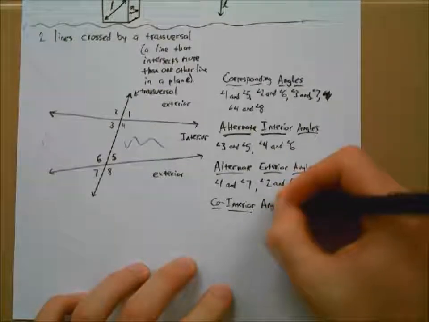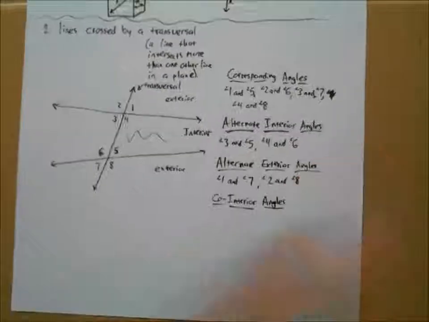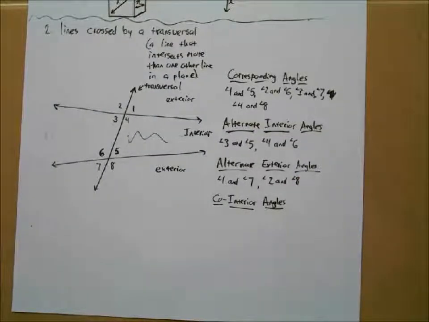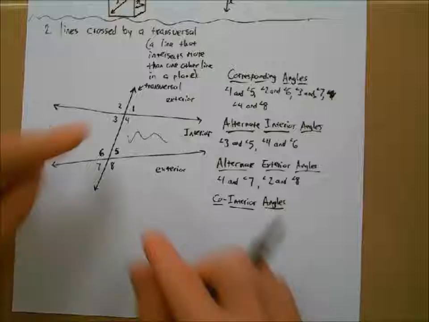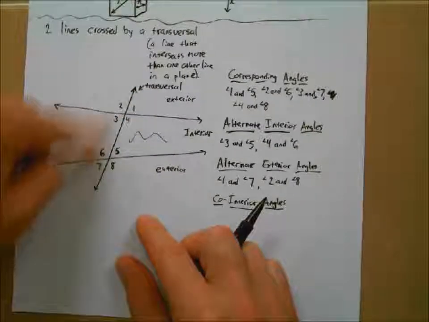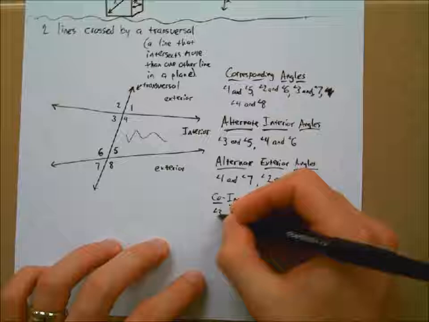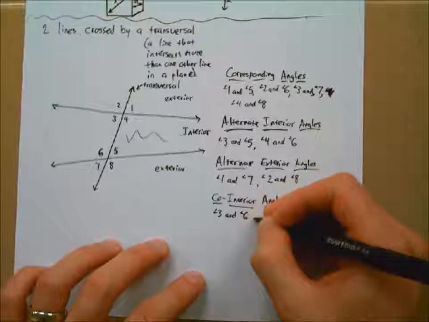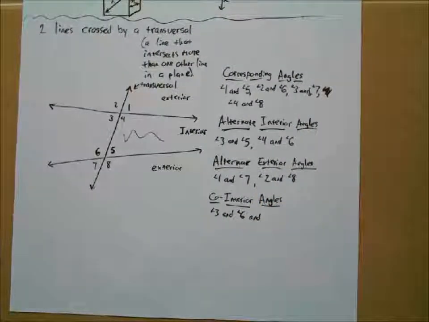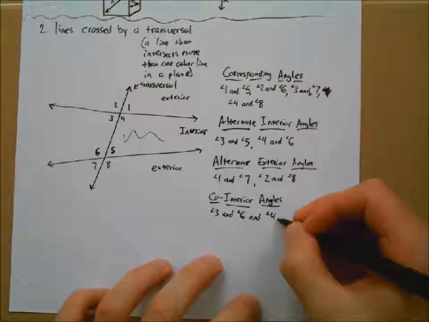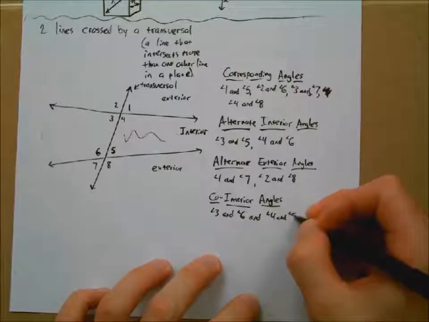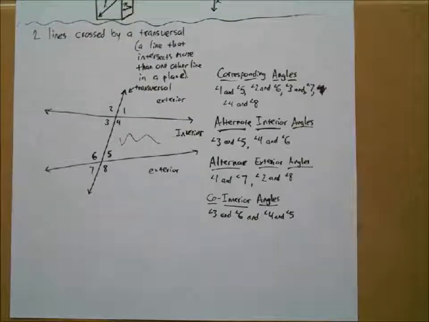Co-interior angles is the next one. Okay? Remember co, that prefix means to share. So what might be an example of co-interior angles here? Avery? Angle 3 and angle 6. They share the same side of the transversal, 3 and 6, and they're interior. So yep, angle 3 and angle 6. And what's the other pair? 4 and 5. Okay. Angle 4 and angle 5.